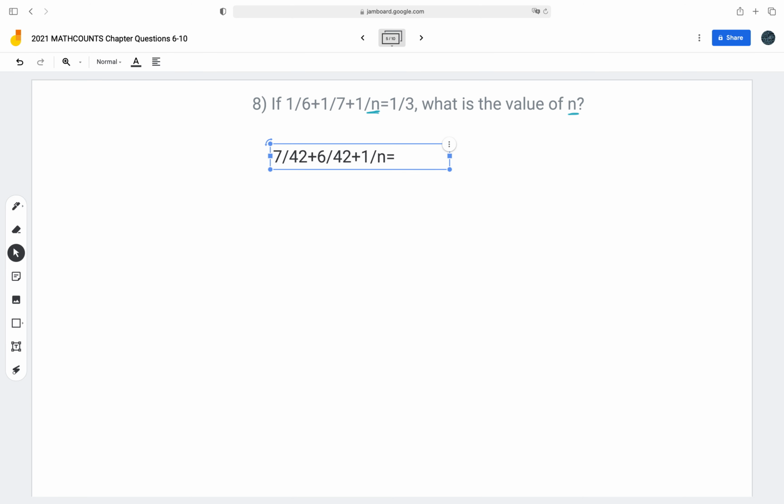And 1 over 3 is 14 over 42. These add up to 13 over 42, plus 1 over n equals 14 over 42. So here it's just kind of lucky because you can obviously see that 13 plus 1 is 14. So then you can subtract 13 over 42. So you have 1 over n equals 1 over 42, and then n equals 42. I believe that is the answer.